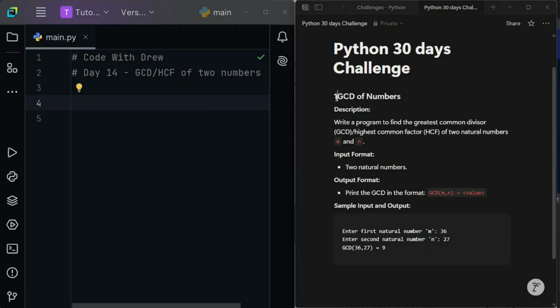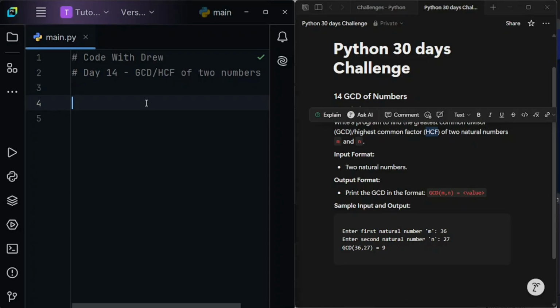So this is day 14. Here now we're finding the greatest common divisor or highest common factor, HCF, of two natural numbers. Do you know what that is? Try and solve it, and let's see before you come back and check the solution.